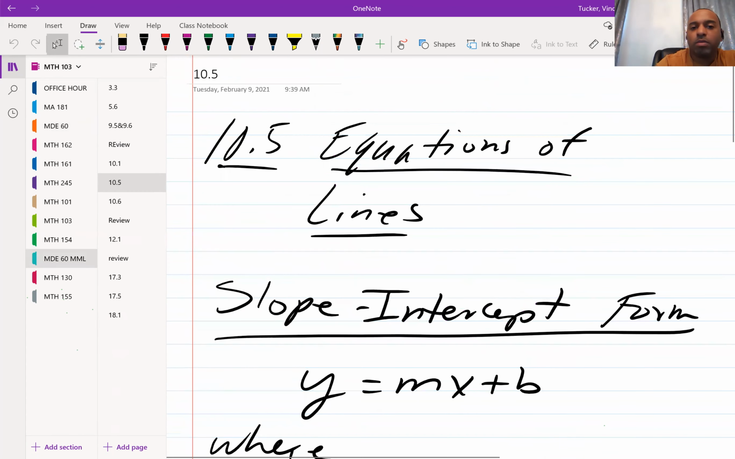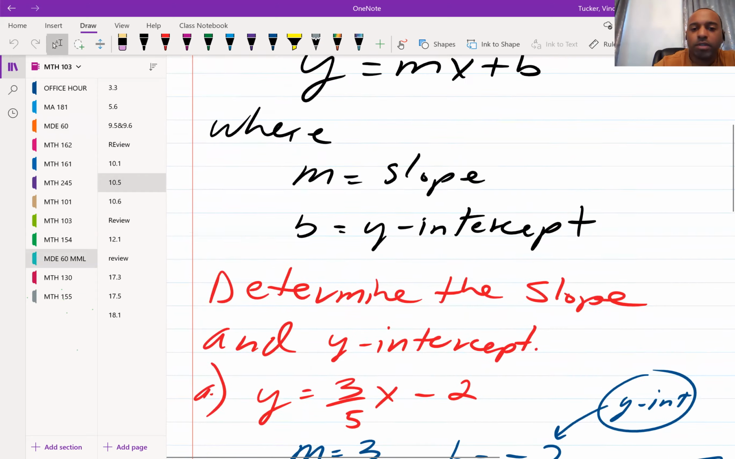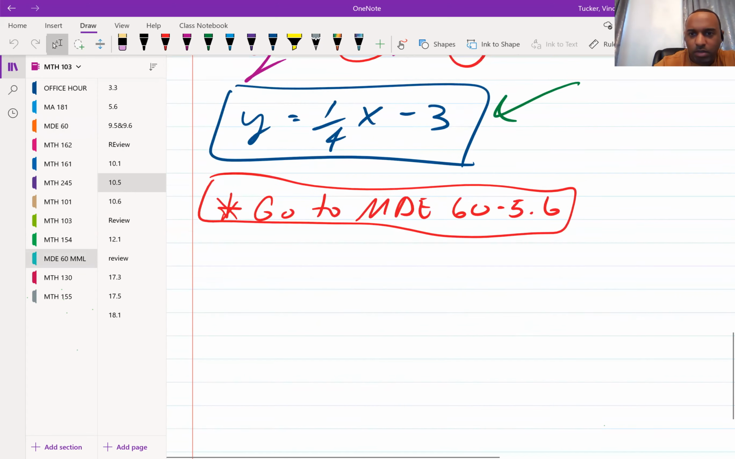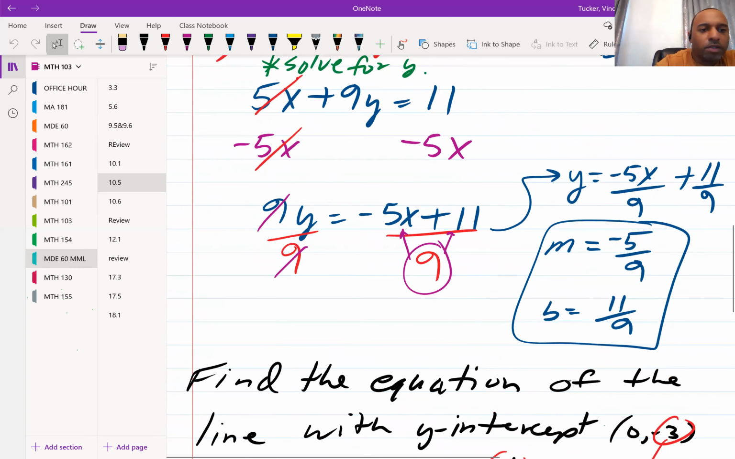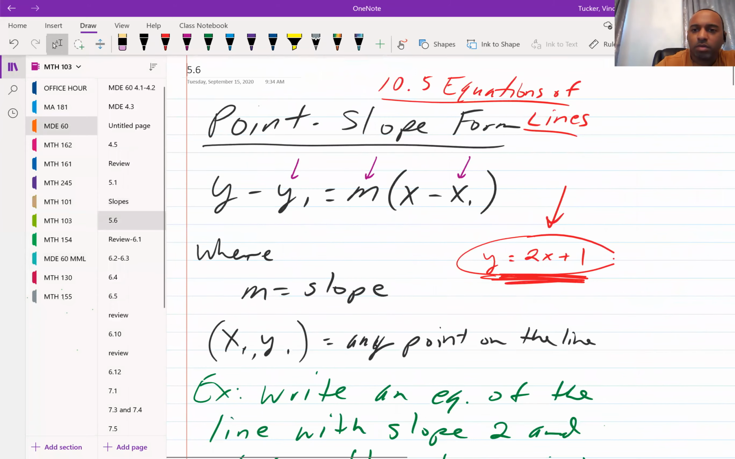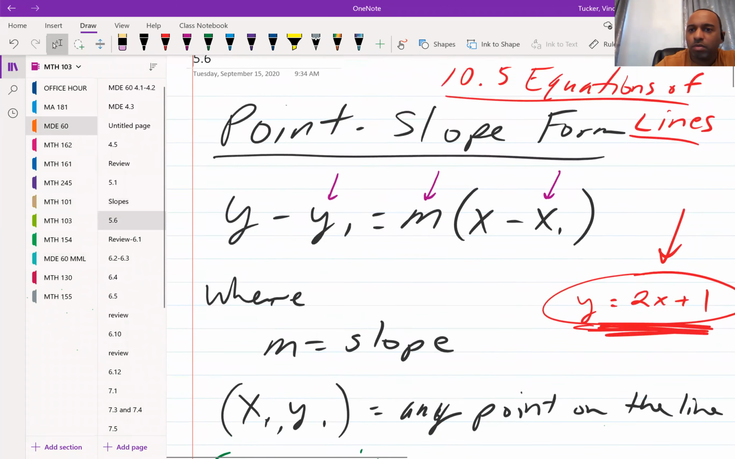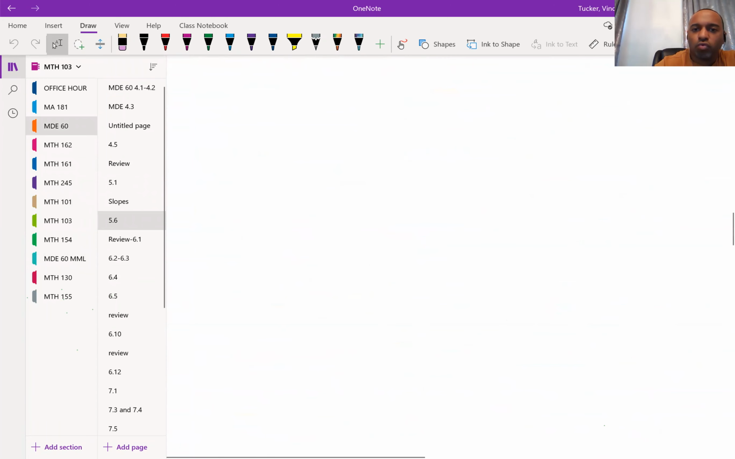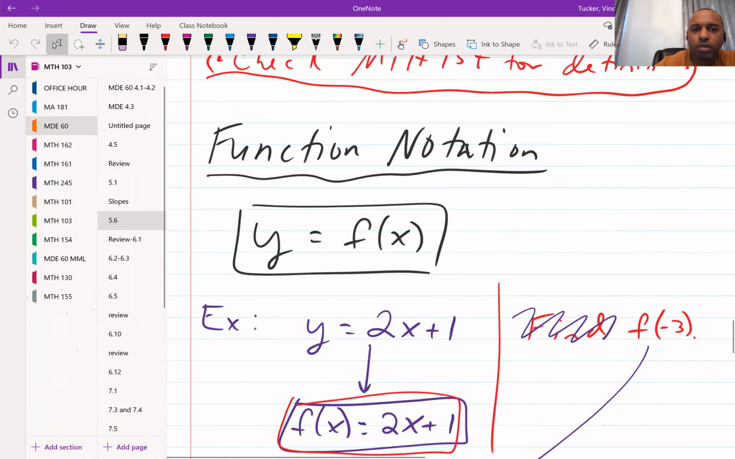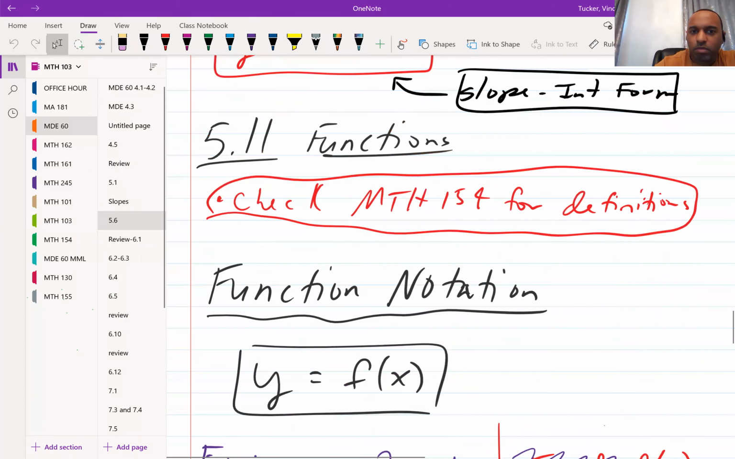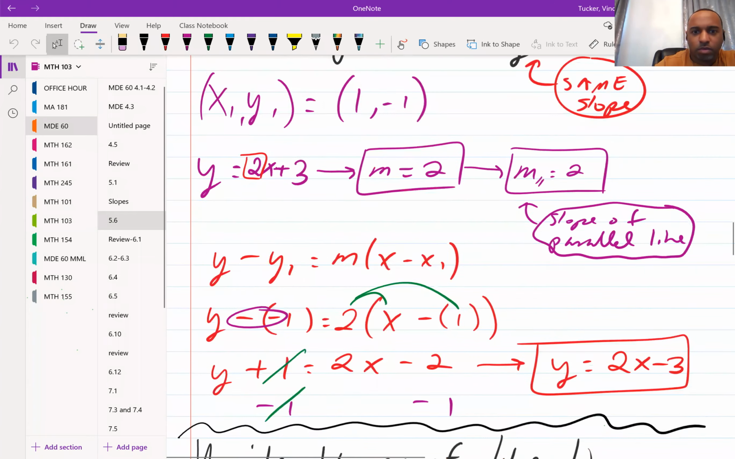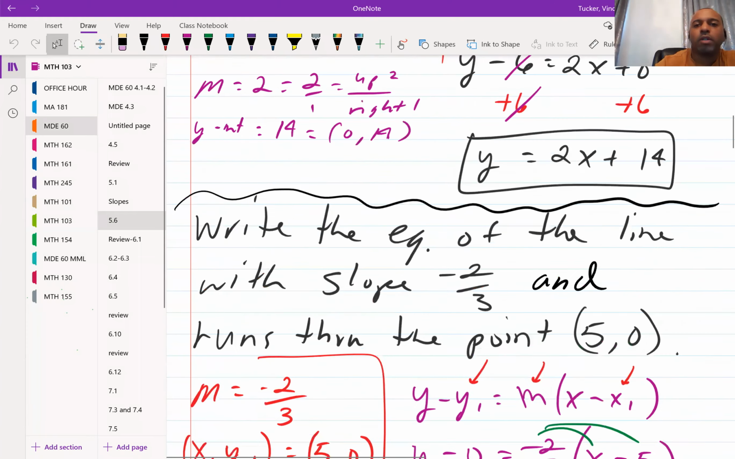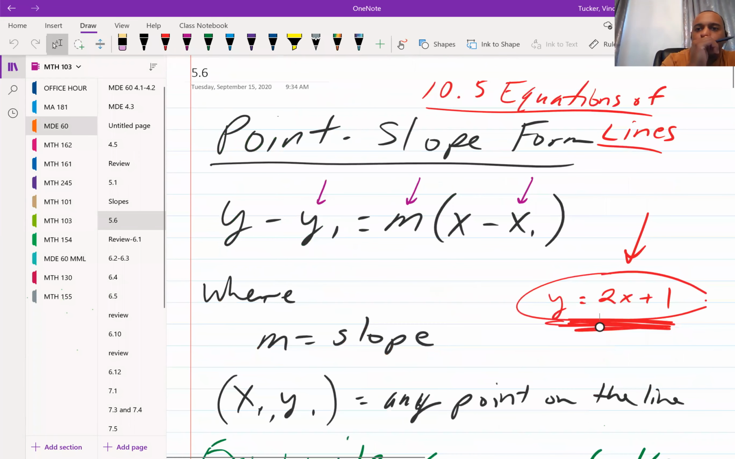All right, let's do at least one more thing today. This is 10.5. That was 10.4. Let me see. Hold on one second. Okay. All right, so let's do 10.5, equations of lines. And we'll call it a day.